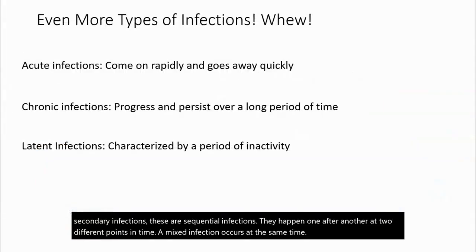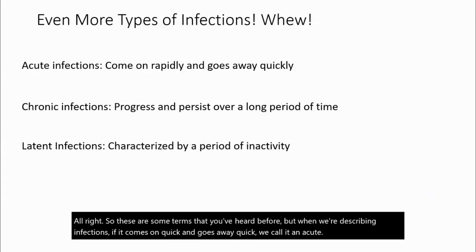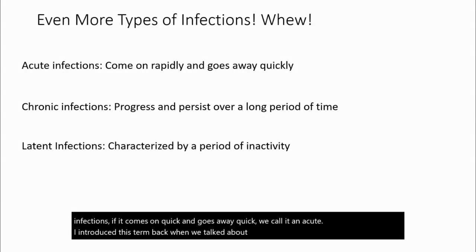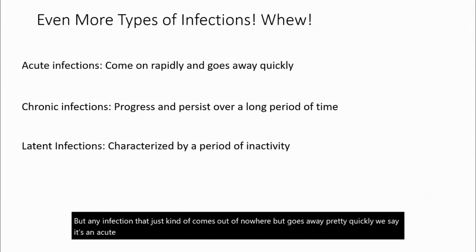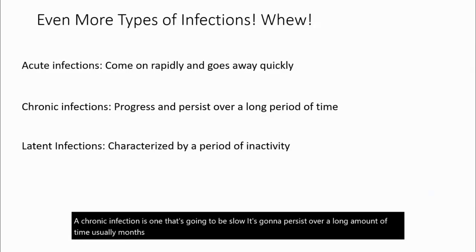All right, so these are some terms that you've heard before, but when we're describing infections, if it comes on quick and goes away quick, we call it acute. I introduced this term back when we talked about viruses. But any infection that just kind of comes out of nowhere but goes away pretty quickly, we say it's an acute infection. A chronic infection is one that's going to be slow. It's going to persist over a long amount of time, usually months or years.